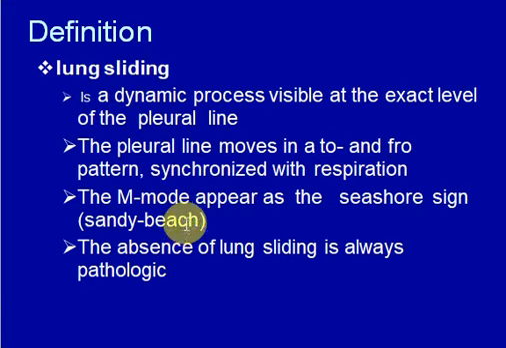What is meant by lung sliding? It is the dynamic process visible at the exact level of the pleural line. The pleural line moves in a to-and-fro pattern synchronized with respiration. By M mode, it appears as the seashore sign or sand beach sign. Absence of lung sliding is always pathological.